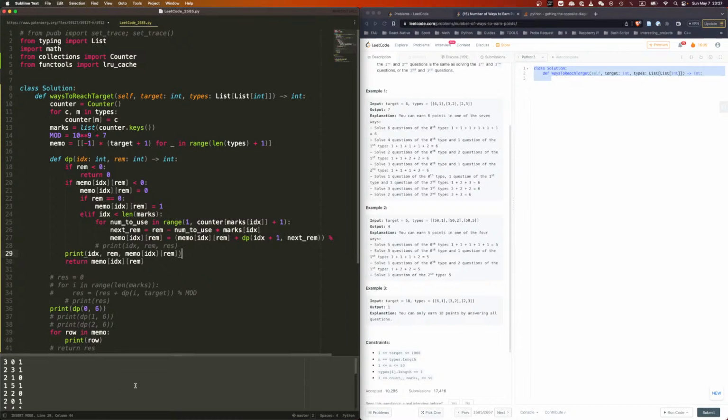Okay. 3, 0, 1, 2, 3. Index is 2. Remaining is 3. Have 1. Index is 2. Remaining has 3, so I have 1. That's correct. Index is 2. So we have 1, 2, 3, 4, 5. Now I cannot count this way.